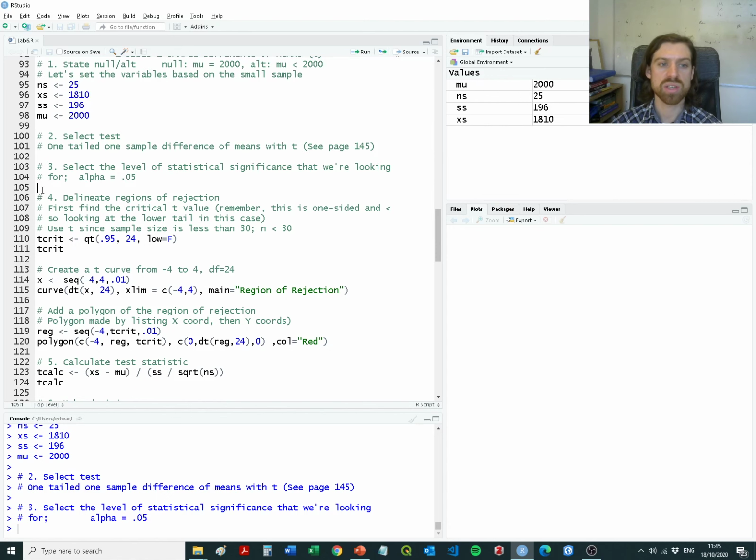Now we can start to think about delineating the regions of rejection. We need to first find the critical t value. This is one-sided, and we're looking in the bottom part of the distribution.